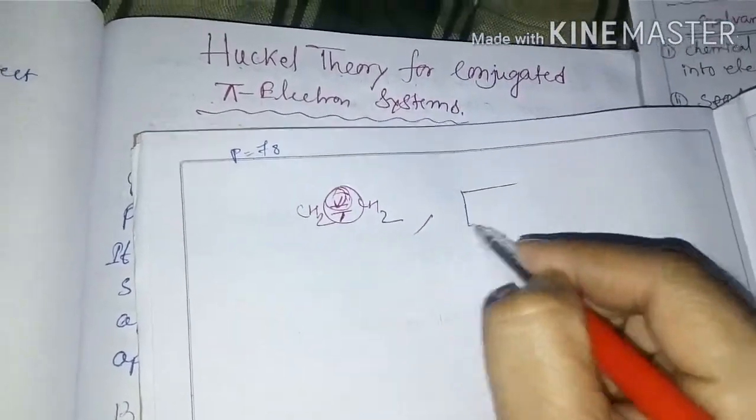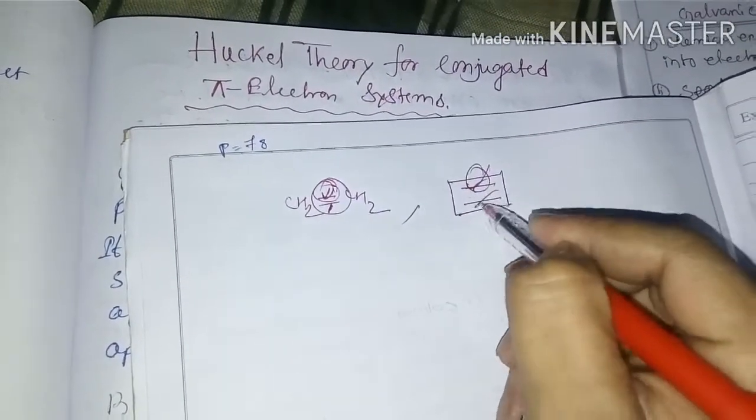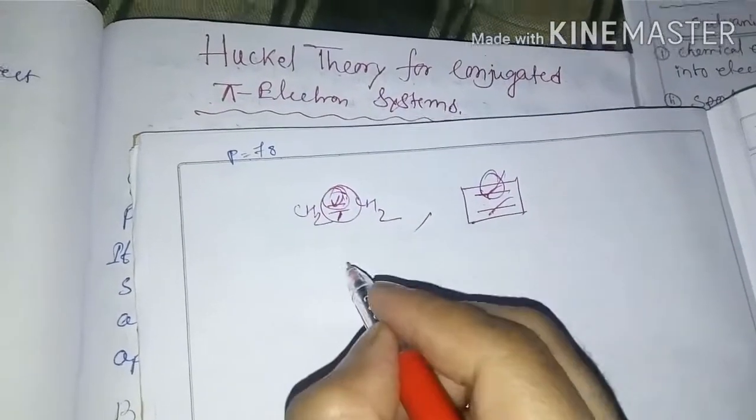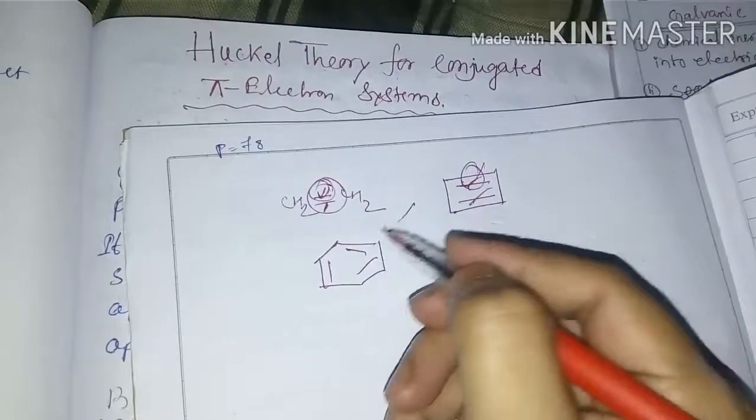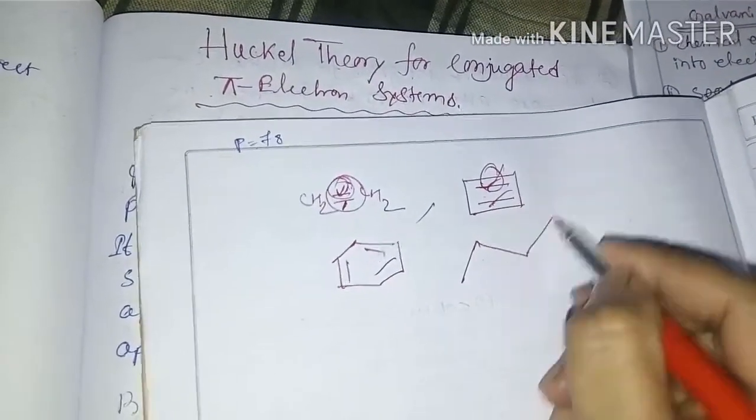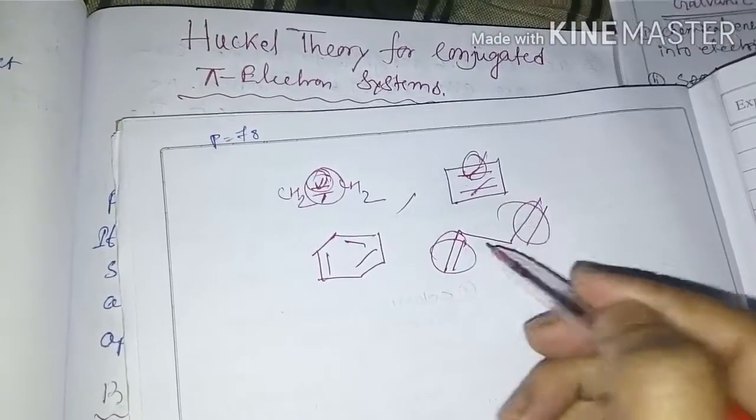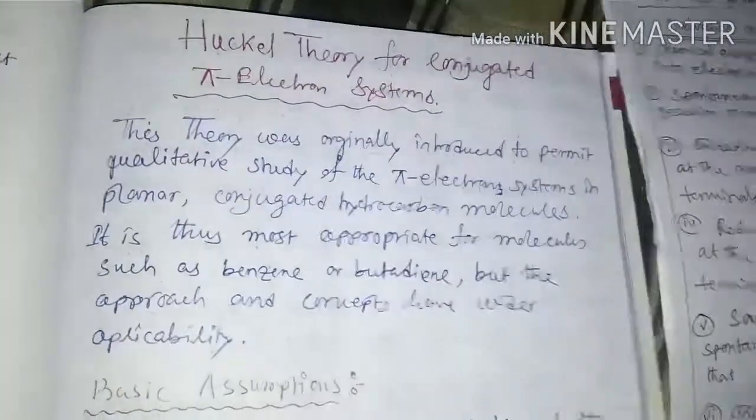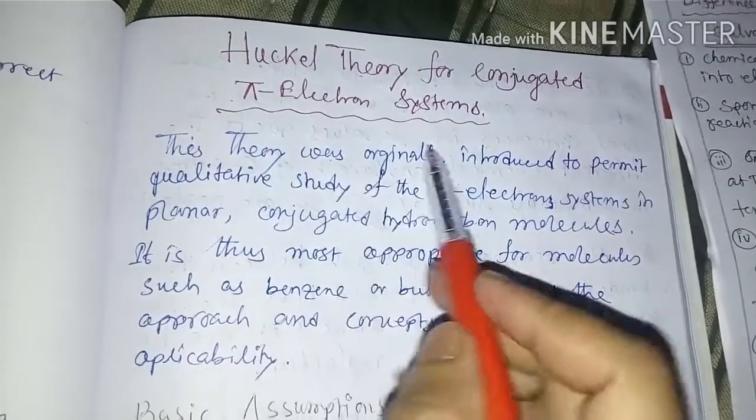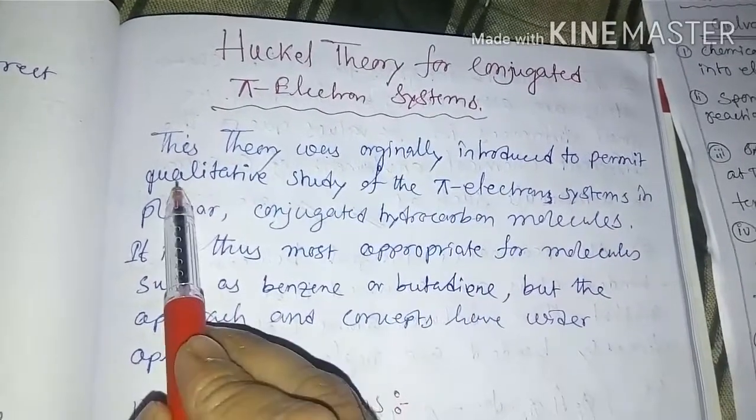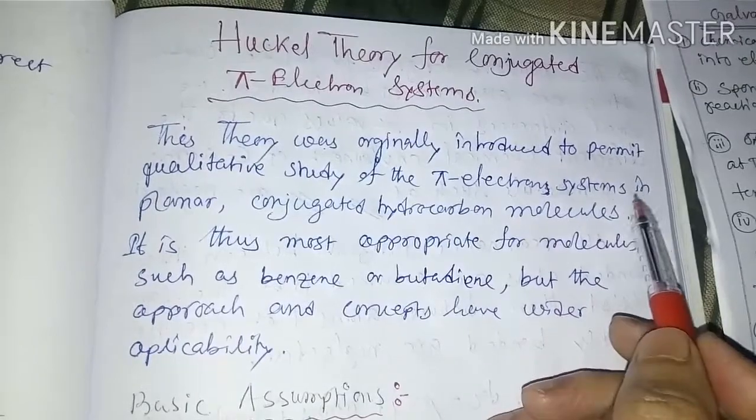Or another example, suppose like this. Here one pi electron, two pi electron system is there. Or you can consider benzene. This one also is a pi electron system. Suppose this one like this, this one is butadiene. This one also is a pi electron system. Understood?